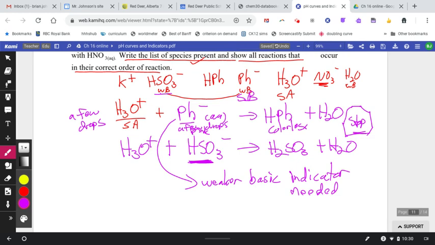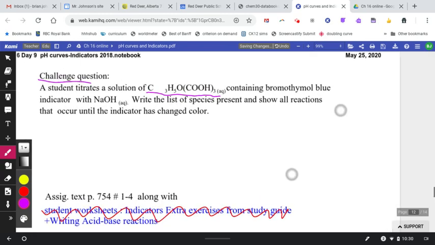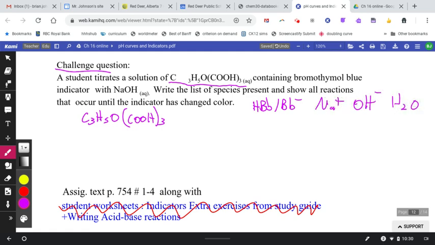Whew. Okay, last one. This one's a bit of a beast. Challenge question. When I converted this to a PDF, it was not very friendly. It put all these weird spaces in. Okay, I don't know if I left enough space for this guy. A student titrates a solution of C3H5(COOH)3. It's called a triprotic acid. It has 3 carboxylic acids that it can donate. There's bromothymol blue, HBB, BB minus, being titrated with a strong base, Na plus, OH minus, and water.